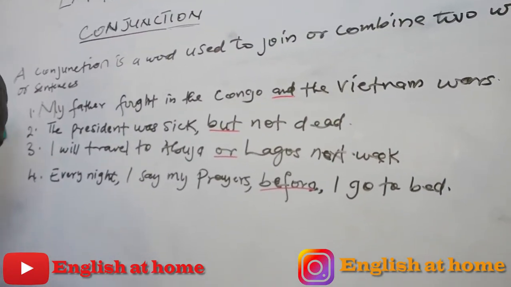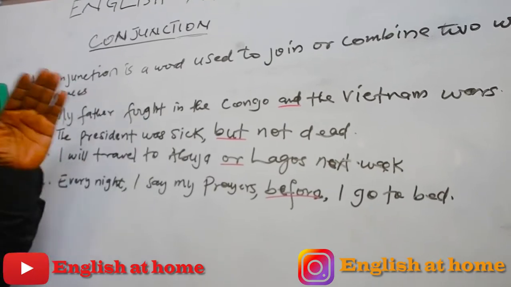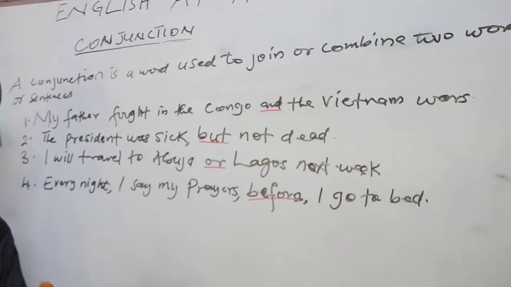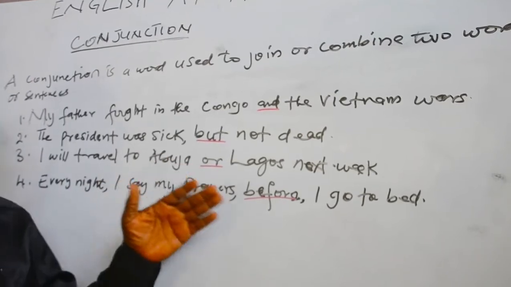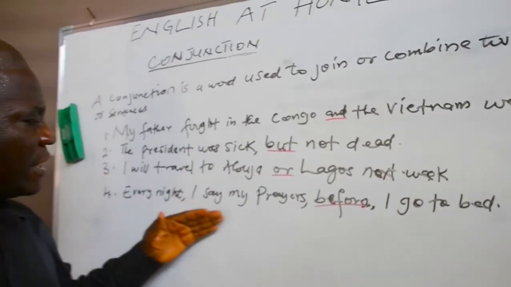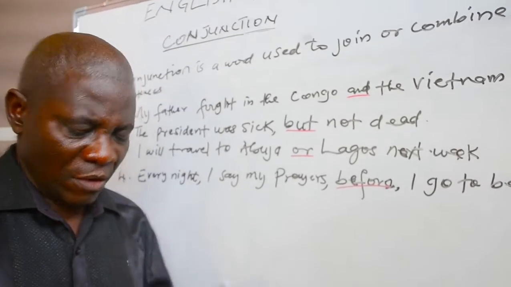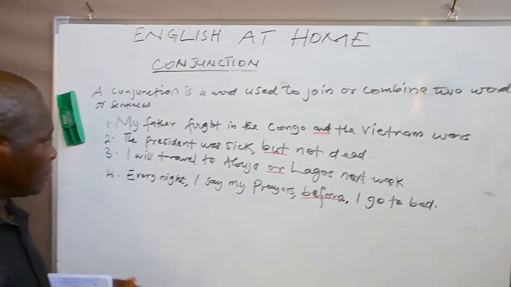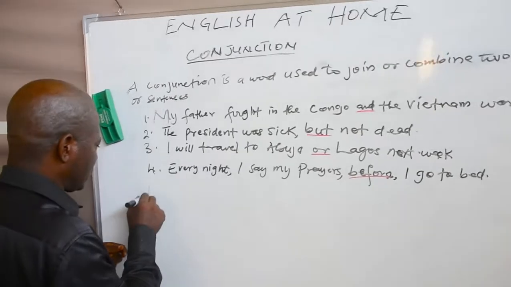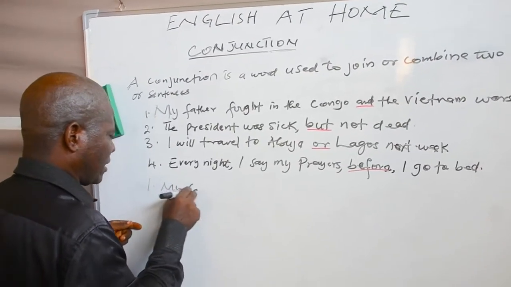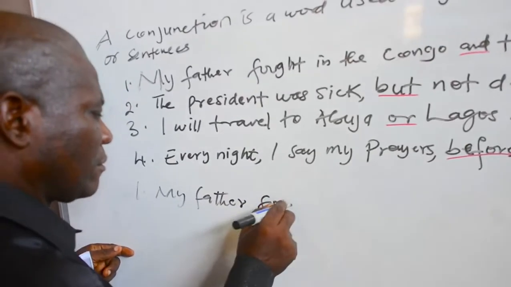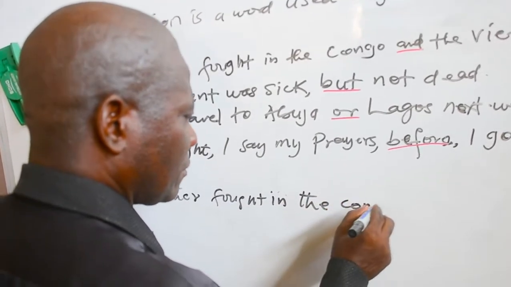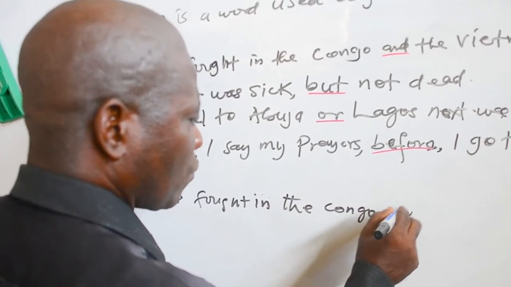A conjunction joined those sentences. My father fought in the Congo and the Vietnam Wars. The president was sick, but not dead. I will travel to Abuja or Lagos next week. Every night I say my prayers before I go to bed. Now, imagine that we didn't have the conjunction. Number one sentence would have read this way, something like: My father fought in the Congo War.